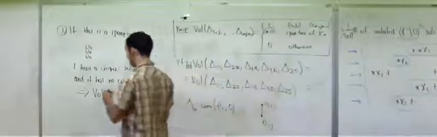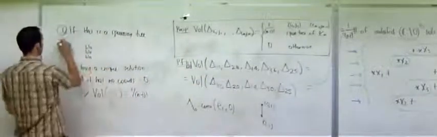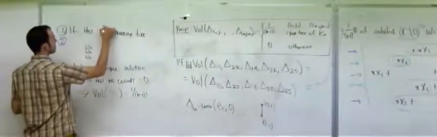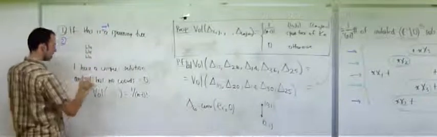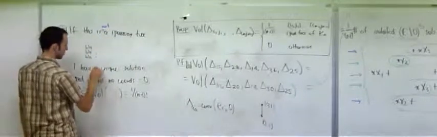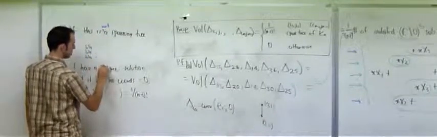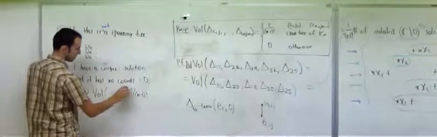Okay, so if this is not a spanning tree, then through the same argument, I have no solution. And so therefore I get 0 over n minus 1 factorial.